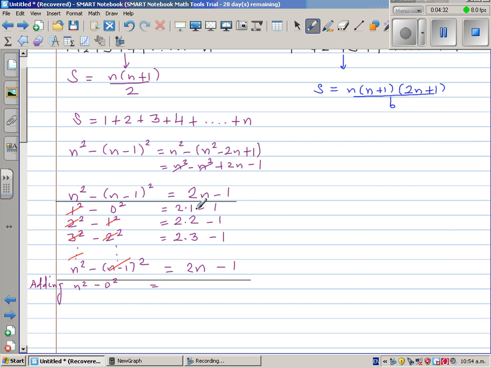This will be equal to, you're also adding this side, so this will be 2 times 1 plus 2 times 2 plus 2 times 3 plus 2 times n. So if you factor the 2 out, I can write 1 plus 2 plus 3 plus dot dot dot plus n, minus how many times of minus 1? So you can say n times 1. So here you've got n squared is equal to 2 times, what have we defined this as? 1 plus 2 plus 3 plus n we have defined as s. So this is 2s minus n. Adding n to both sides, you can write n squared plus n is equal to 2s.